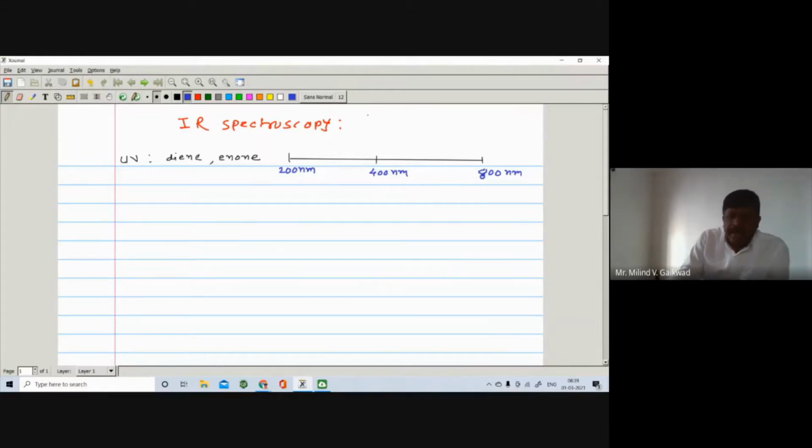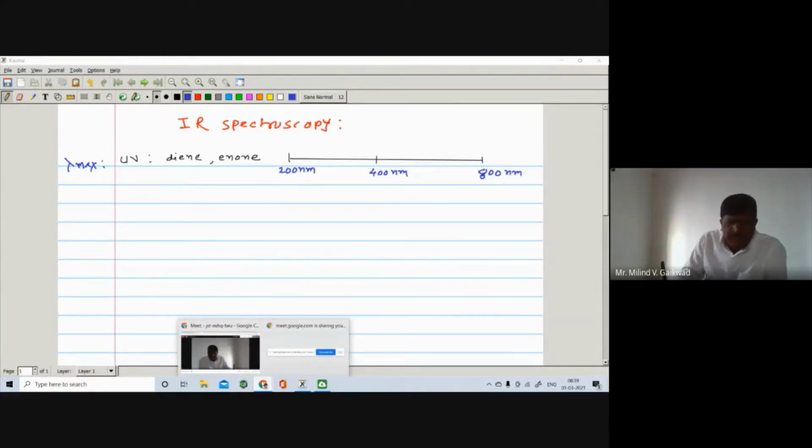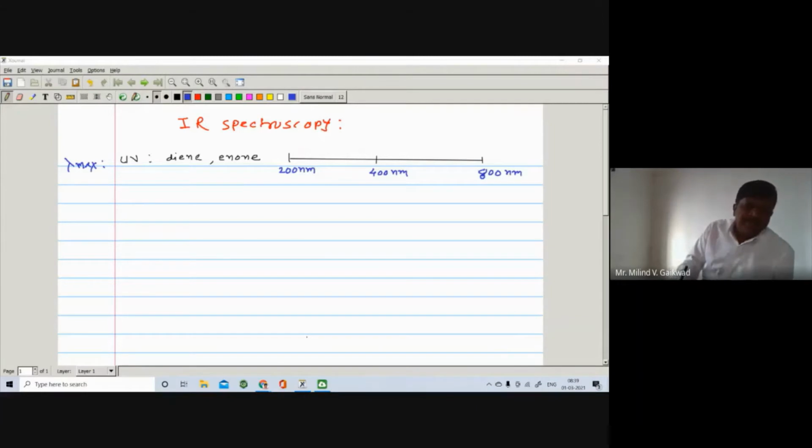So getting a spectra, getting a lambda max in the UV region, it indicates that there is a presence of diene or the enone system. So this is about the UV spectroscopy. Now we'll see the next spectroscopy, that is the IR spectroscopy.